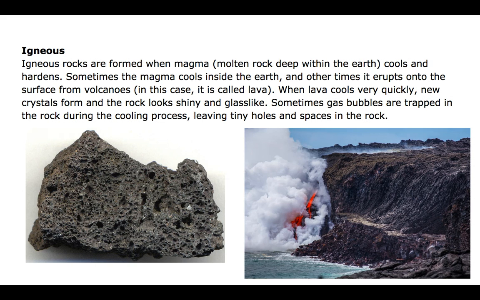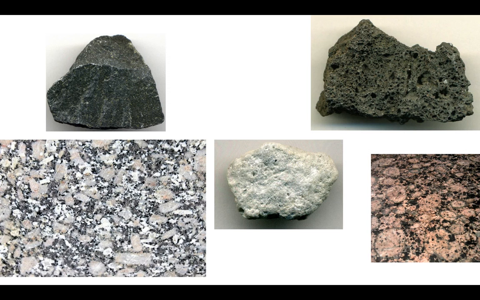So igneous rocks are formed when magma or molten rock deep within the earth cools and hardens. Sometimes the magma cools within the earth, and other times it erupts onto the surface from volcanoes. In this case, it is called lava. When lava cools very quickly, new crystals form and the rocks look shiny and glass-like. Sometimes gas bubbles are trapped in the rock during the cooling process, leaving tiny holes and spaces in the rock. So to get that kind of granite look that people use for their countertops, that's when it cools really, really quickly and looks kind of shiny and glass-like.